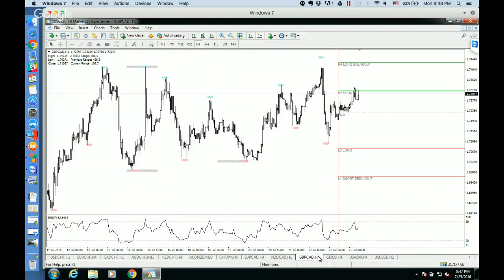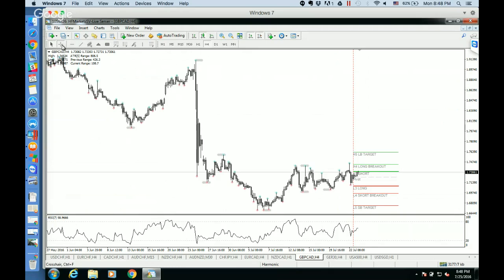Pound CAD again. If you go on the higher time frame, there's nothing much because what it's doing currently is ranging in this environment. So again, if you are interested, you can trade a breakout strategy. But for this week itself, there's no major news on pound and CAD. So nothing much on this particular pair.